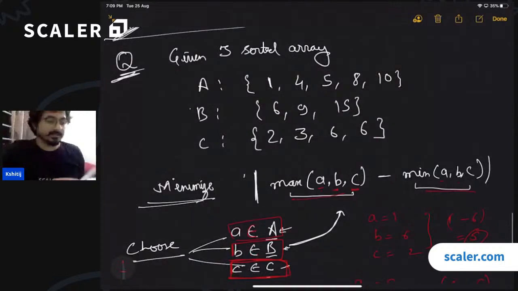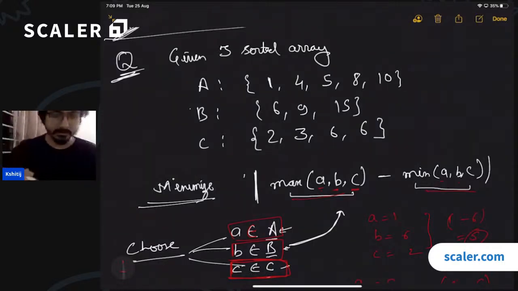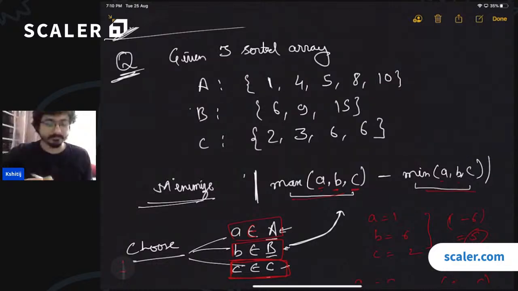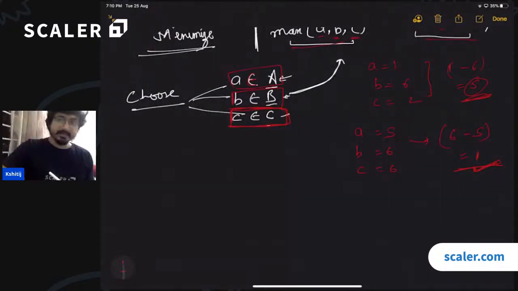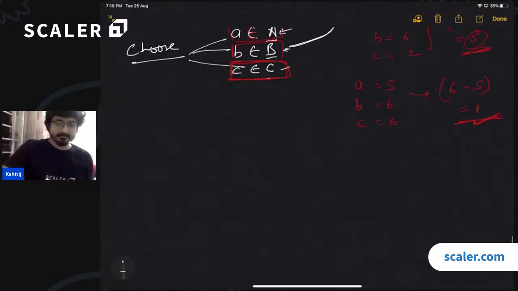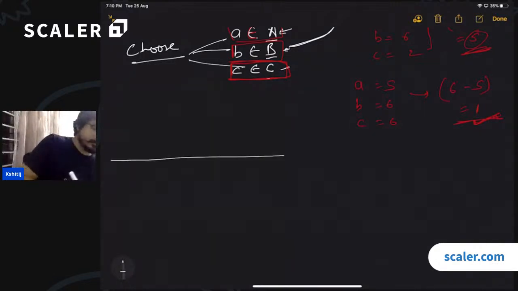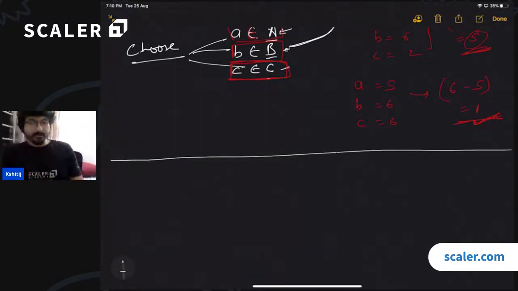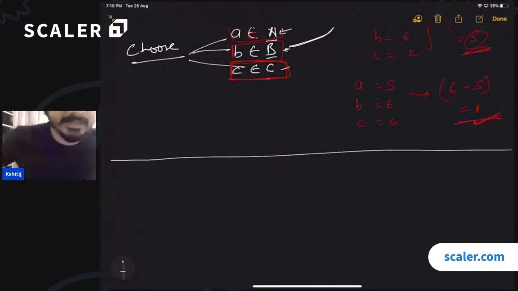Okay, Karthik has the brute force solution. Try all possible combinations, right? That is correct. But what will be the time complexity, Karthik? Okay, what will be the brute force solution? Find all minimum and maximum values from all arrays. How will that help, Amrit?